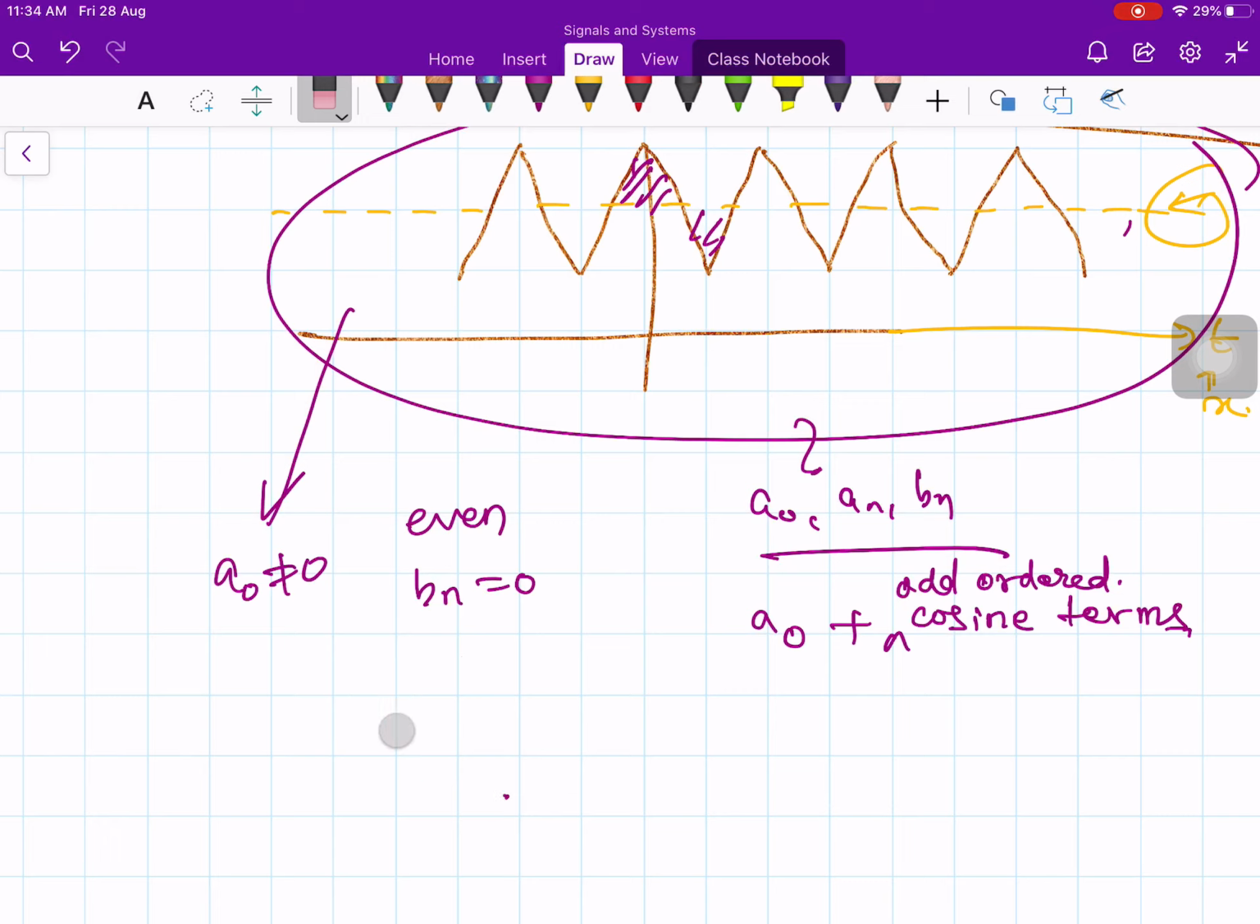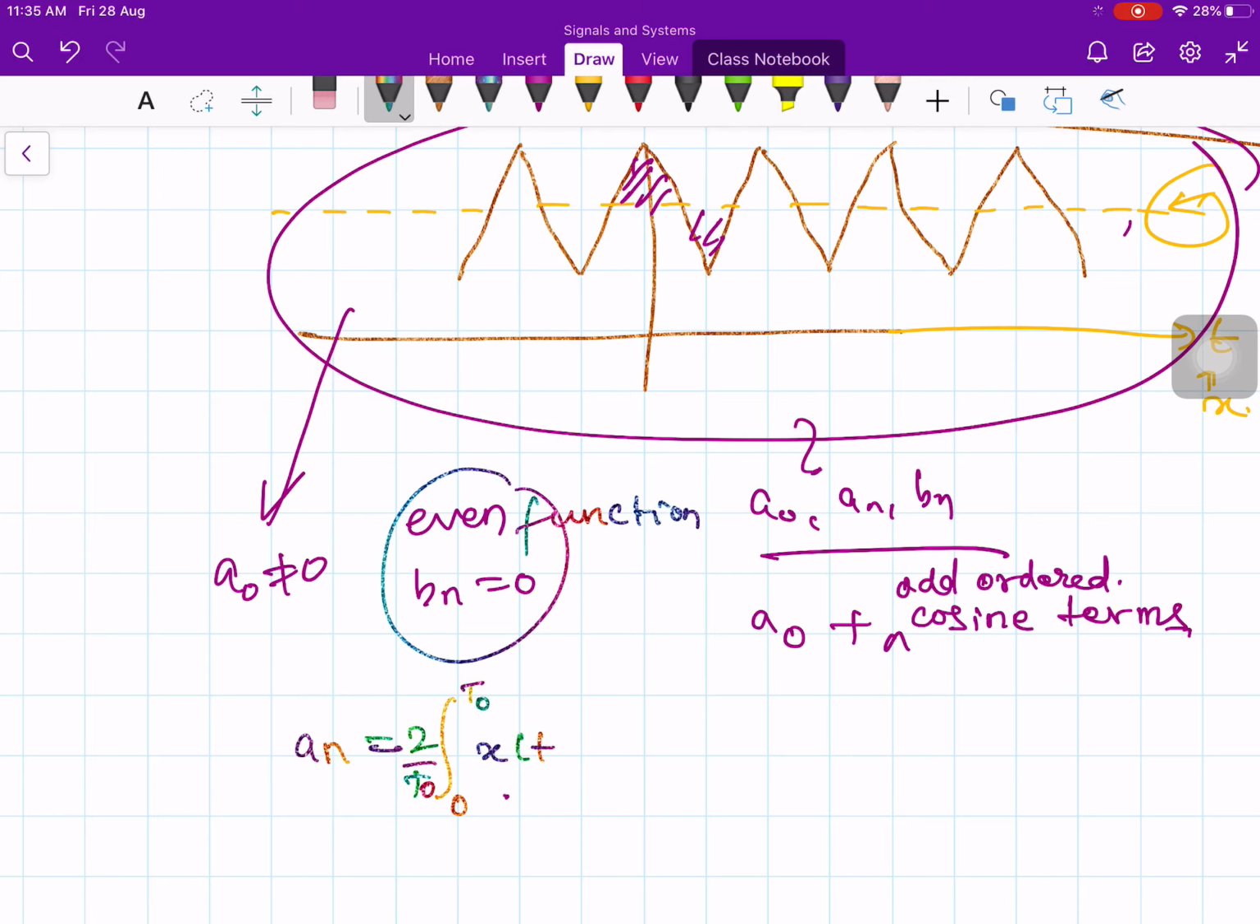Now Bn is equal to 0 because it is an even function. Fine. What about An? An you can find out. An is equal to 2 by T naught integral from 0 to T naught of x of t cos of n omega naught t dt, and then you can integrate and you'll get the result.